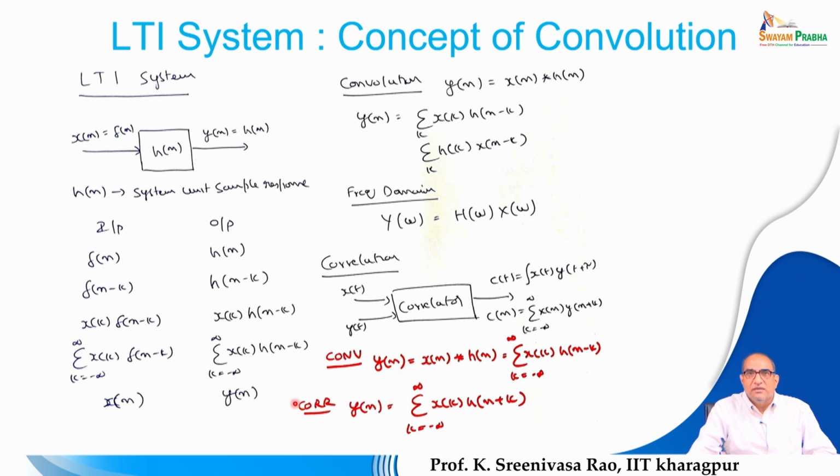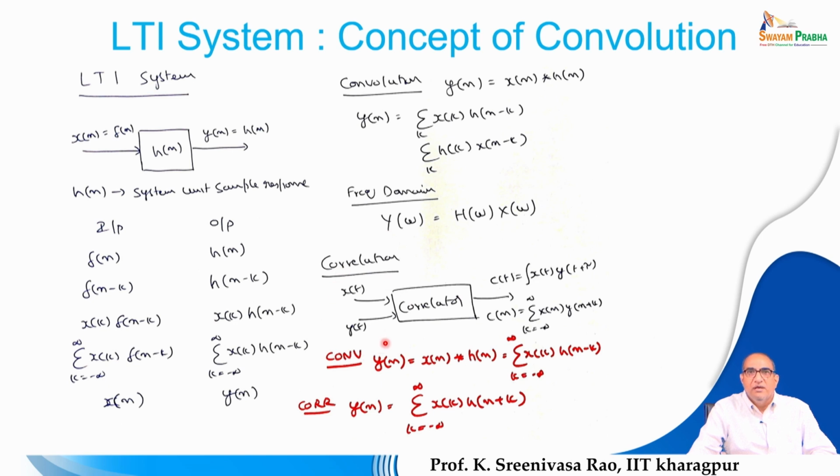We will see what correlation is and what its use is in a later slide. Since correlation, in view of formulation, is very close to the convolution, except there is a sign change over here, the expression of correlation is very similar to the convolution. That is the reason I introduced the concept of correlation over here.